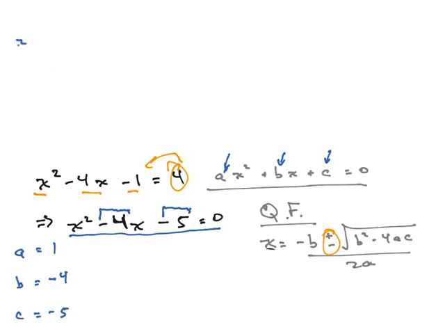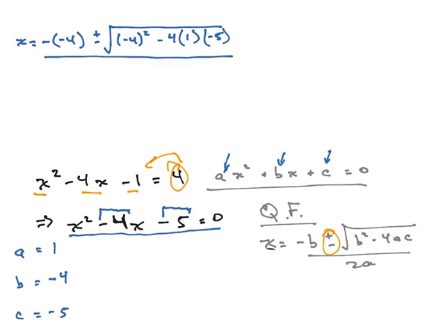So let's do it. X equals minus B. Well, B is negative 4, so it's minus negative 4 plus or minus the square root of B squared, negative 4 squared, minus 4 times A is 1, times C is negative 5. All of that is divided by 2 times A, which is 1. So now I've plugged all my numbers in. All that's left is to simplify it down to a number, or 2 numbers.